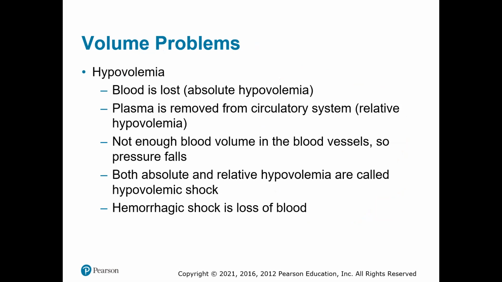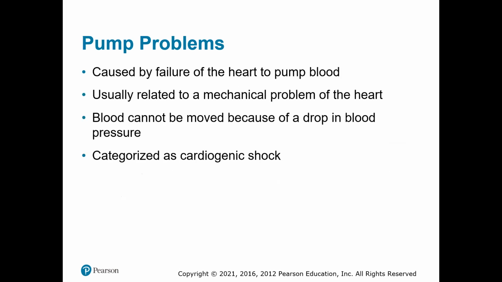So therefore, of course, because cardiac output is compromised, the pressure starts to fall. Absolute relative hypovolemia, hypovolemic shock is the other term for that, okay? So hemorrhagic shock is the loss of blood. Remember, hypovolemia has to do with volume. It's not just blood. It can be fluid imbalance as well, dehydration. Pumping problems caused by that failure to pump blood adequately, usually is a mechanical issue. Blood's not moved adequately because of a drop in that pressure. We categorize that as cardiogenic shock.